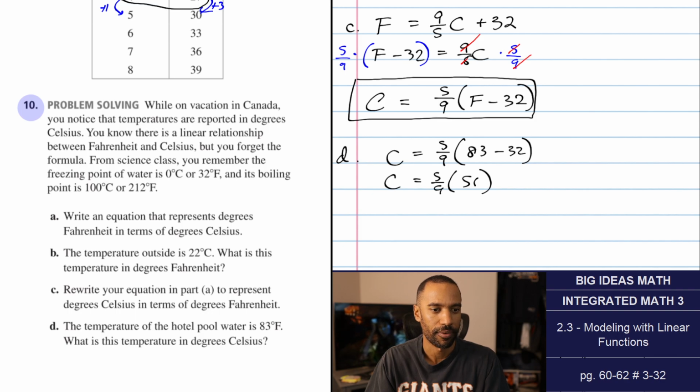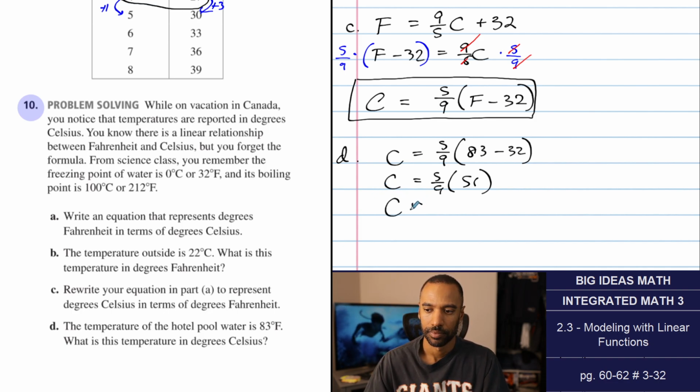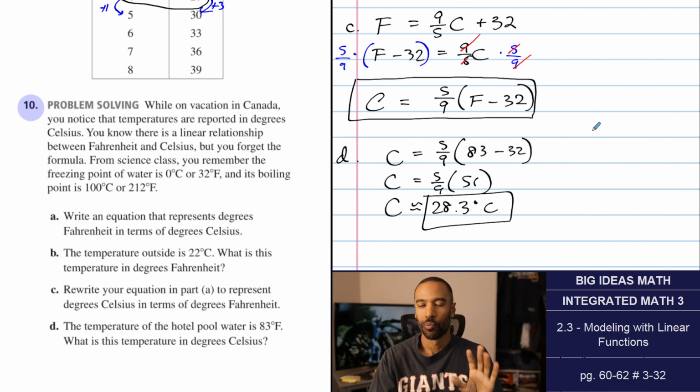Also let the calculator work this one out. Looks like there's going to be a little bit of rounding. 5/9 times 51. I'm getting about 28.3 degrees. 28.3 degrees Celsius.